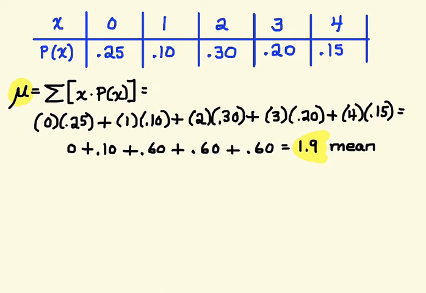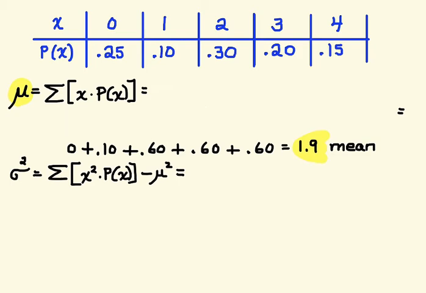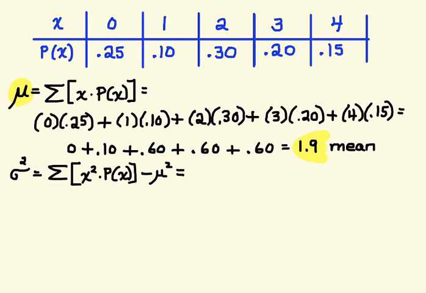Okay, next calculation is to find the variance. Remember the variance? It means we are going to add up, this time, not x, but x squared times its corresponding probability. So we're going to add up all those products, and from that we will subtract the square of the mean, and we have that because we calculated that above. It's 1.9. So let's go ahead and work this out below. So this is equal to, and I'm going to copy from my previous line.